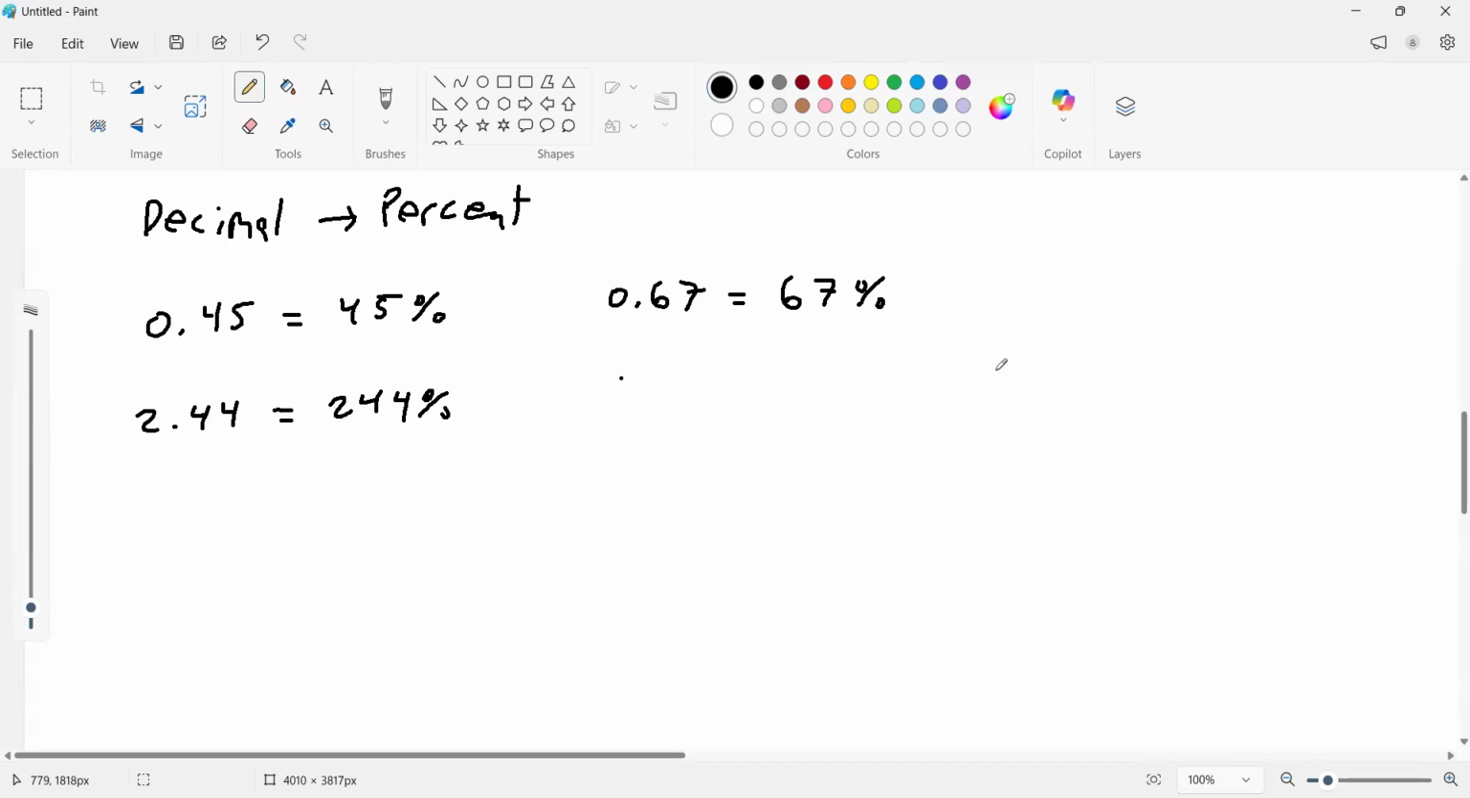What about 1.01? Well, 1.01 is, if I move that decimal place over, that's just 101%.